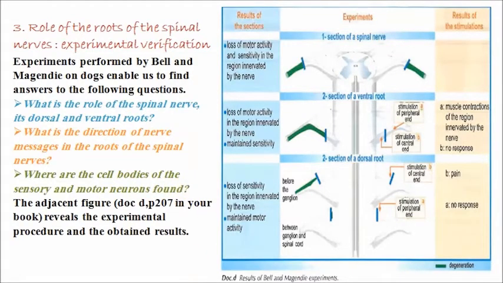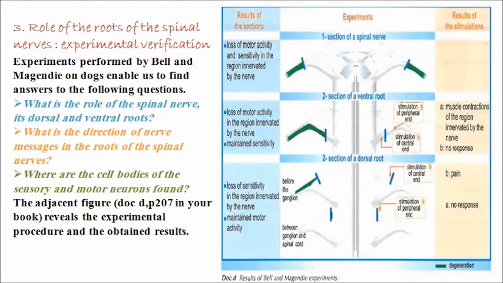These experiments were performed by Bell and Magendie, which is found in document D in your book on page 207. You can refer to it if the document here is not clear. Now, let's start with our first question. What is the role of the spinal nerve, its dorsal and ventral roots?